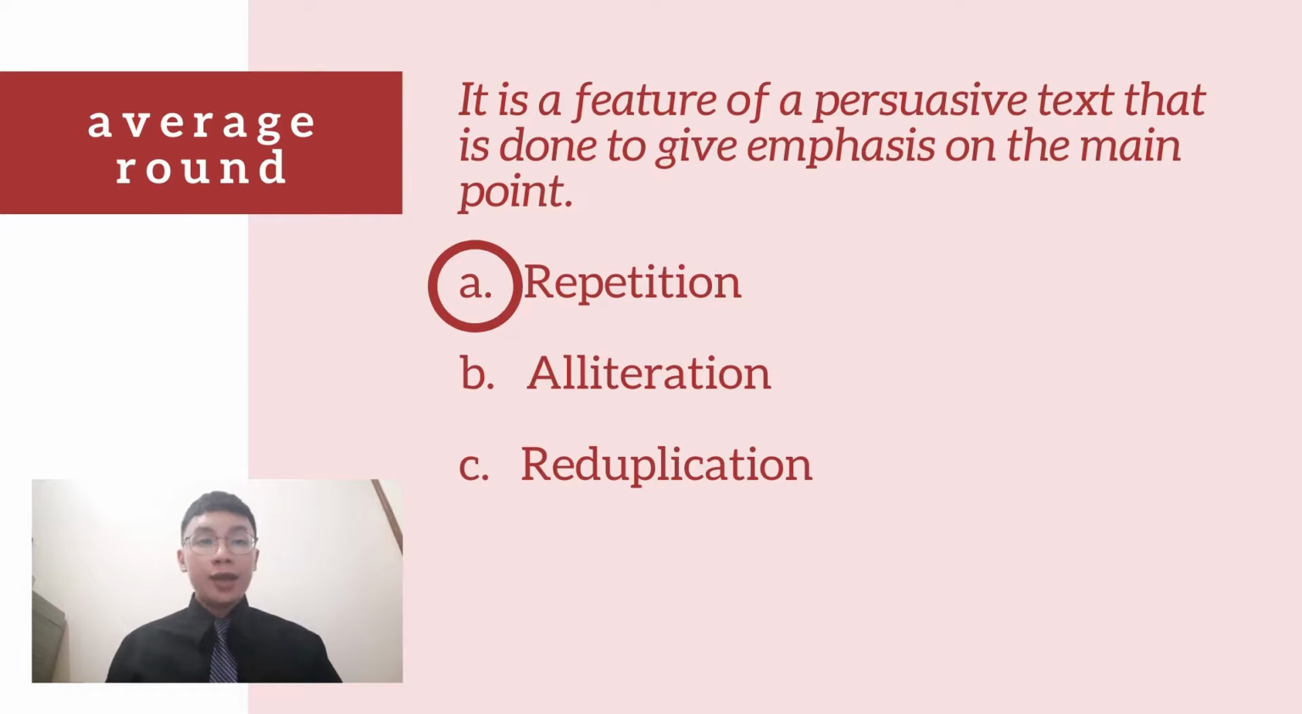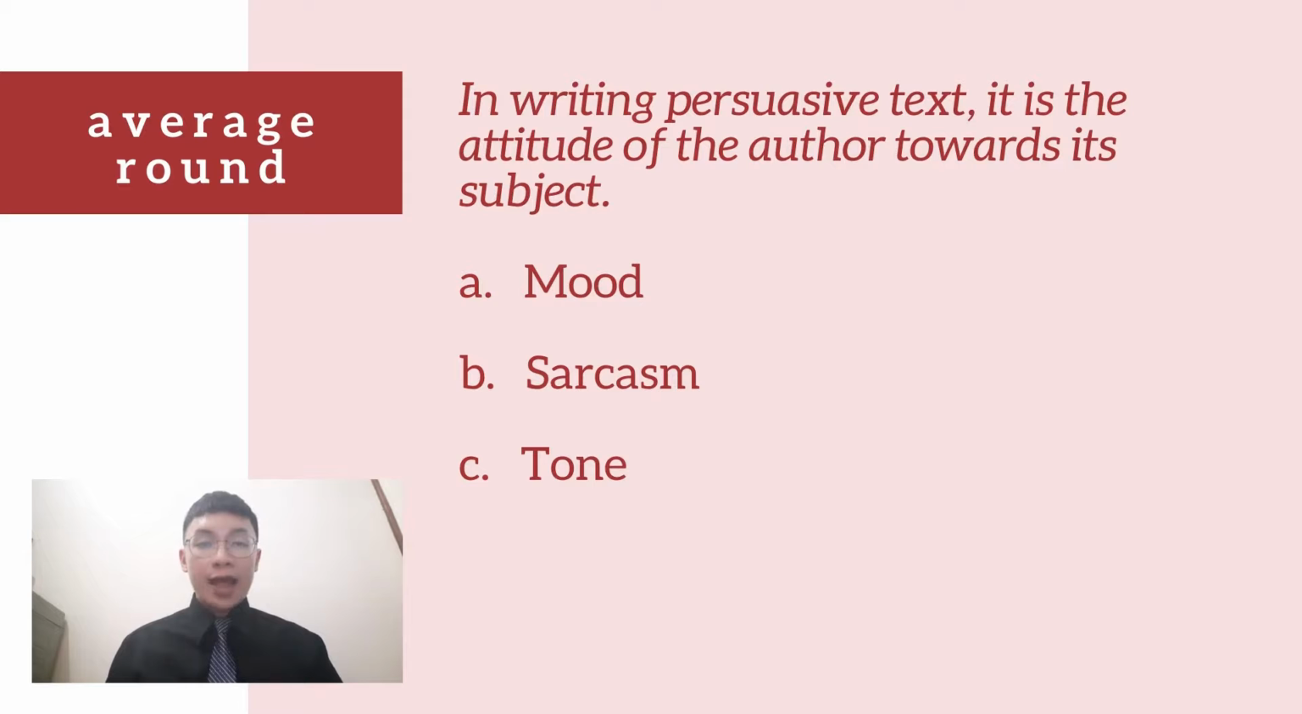The correct answer is A. Repetition. Last question for the average round. In writing persuasive text, it is the attitude of the author towards its subject. A. Mood. B. Sarcasm. Or C. Tone.